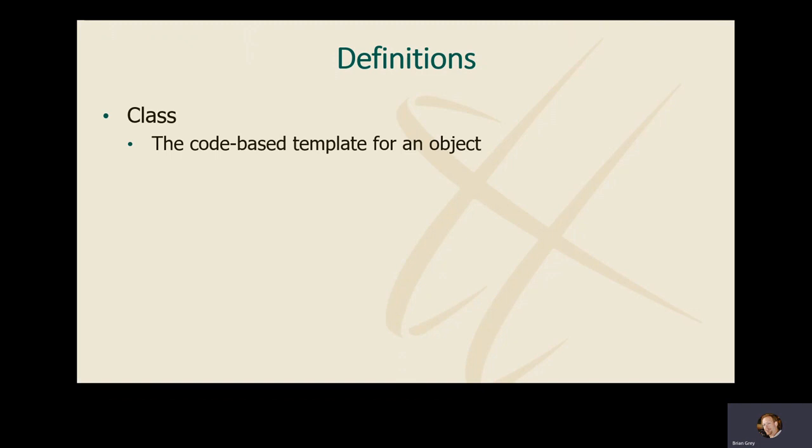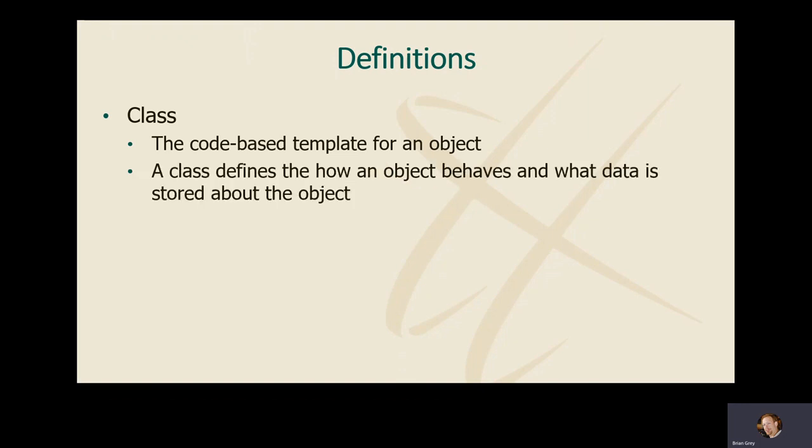The simple definition is that it's a code-based template for your object. The class is what defines how an object behaves, what data is stored about and within that object. And when it comes right down to it, your class is your code. Your code defines how your objects will work generally. It defines what behaviors are available, what state is contained within it.